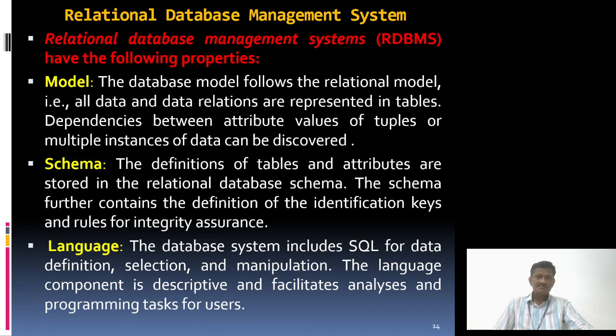The various properties of RDBMS include relational model, which is nothing but the data in tables. Next one is the schema. It contains the definitions of tables, attributes, and constraints, etc. The next property is language. It includes SQL for selection, insertion, deletion, updates, etc. RDBMS ensures structured, consistent data handling.